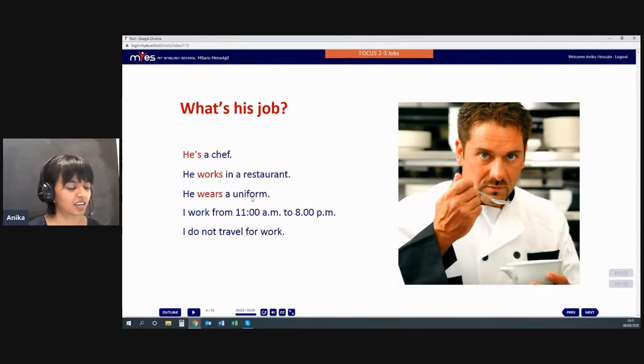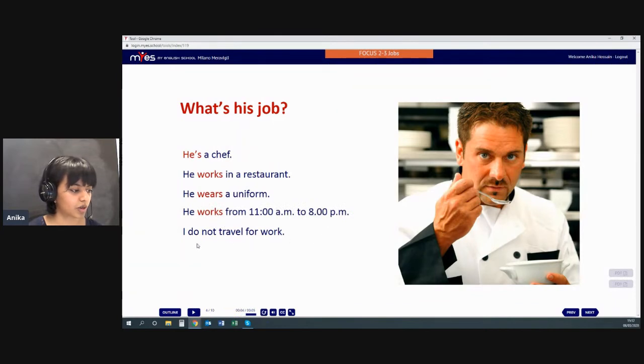He wears, the chef in the photo wears a uniform. I do not wear a uniform. I can wear casual or casual smart clothes. What about you? Do you have to wear specific clothes at work, or do you have to wear formal clothing? Do you have to wear uniform? Let me know. Okay. I work from 11 a.m. to 8 p.m. So the chef works from 11 a.m. to 8 p.m.